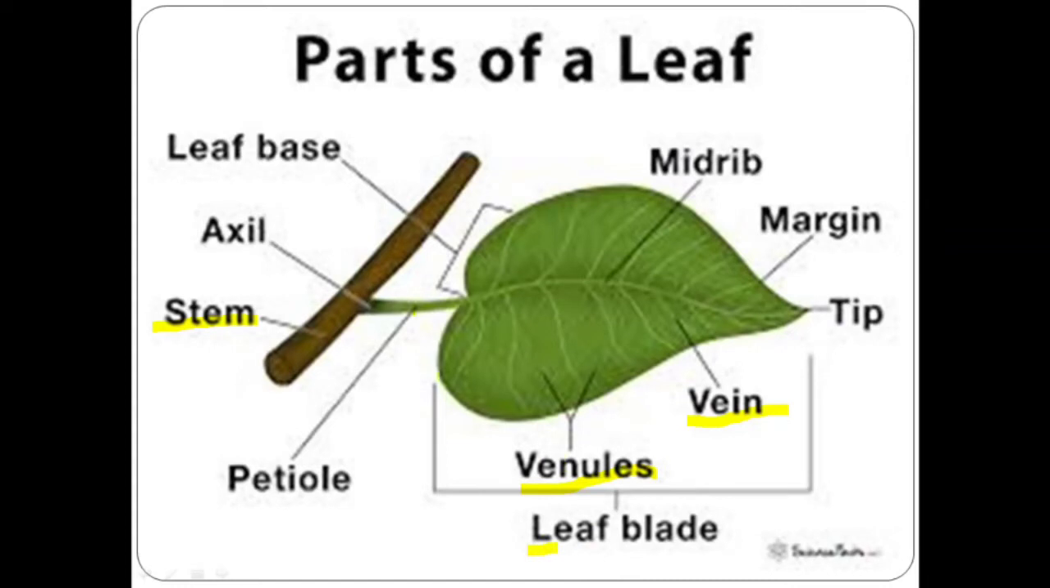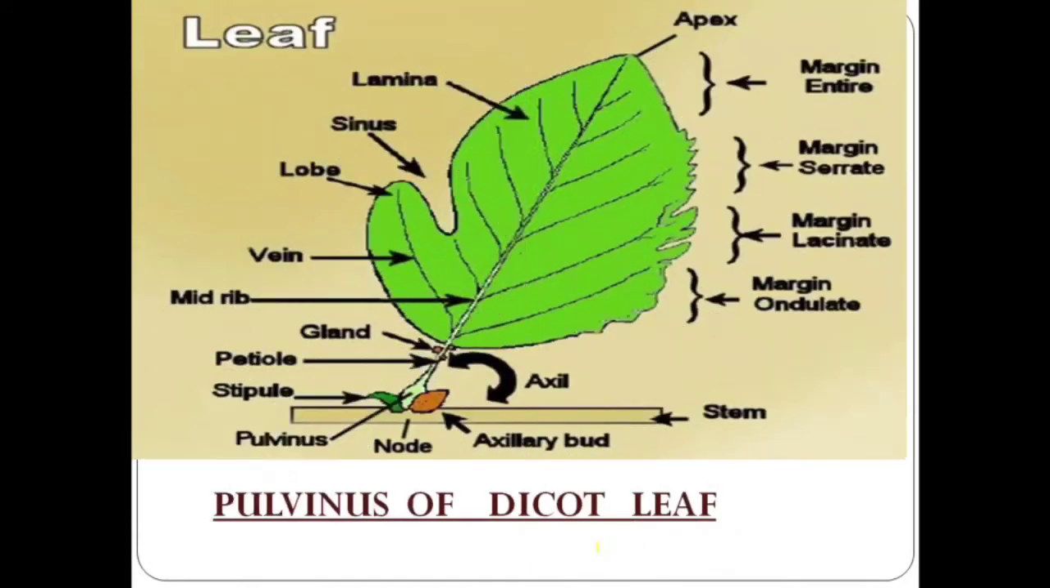The total greenish structure of the leaf is called the leaf blade, or you can say leaf lamina. Now we will discuss the parts of the leaf. It is divided into three parts: leaf base, petiole and leaf lamina. Now let us go through the details of the leaf base.